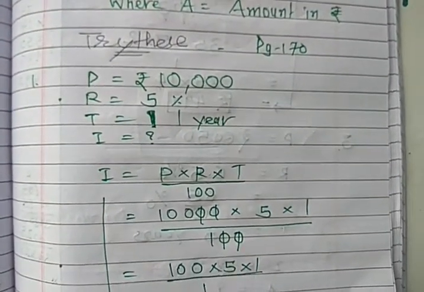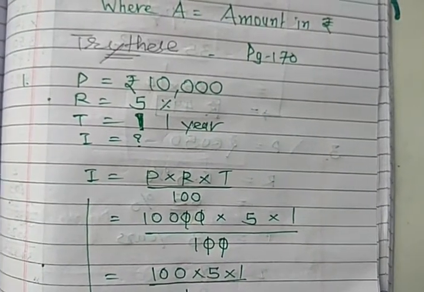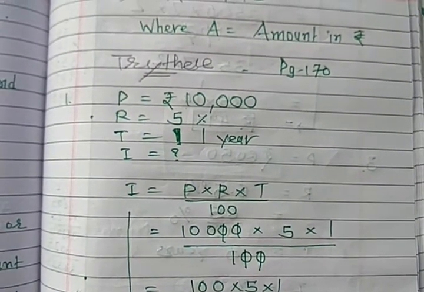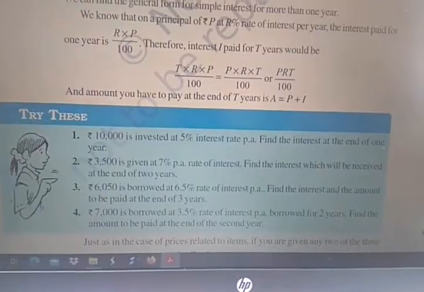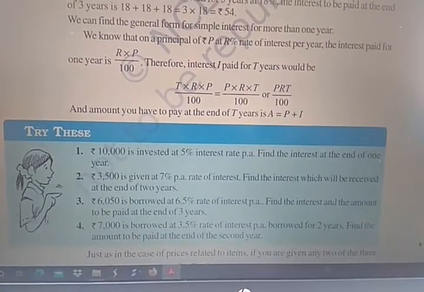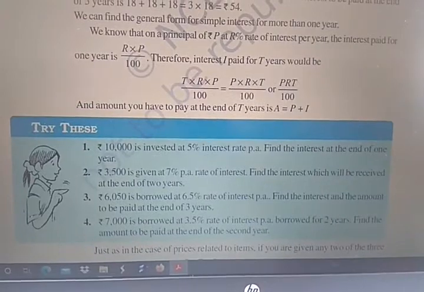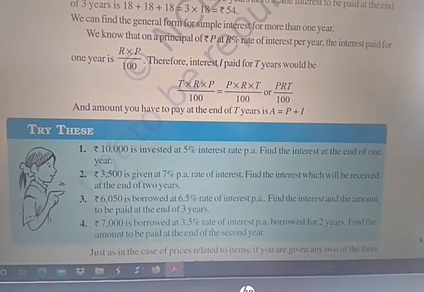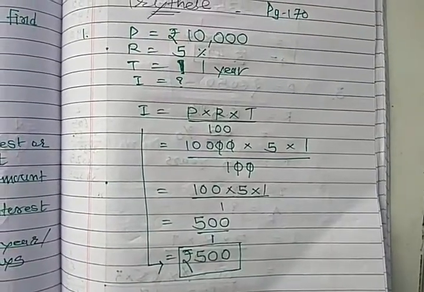So first of all, come to page number 170, where we try question number 1. Okay, you see here, Try This on page number 170. Questions number 1, 2, 3 and 4. One by one we will see. Okay, now you read.